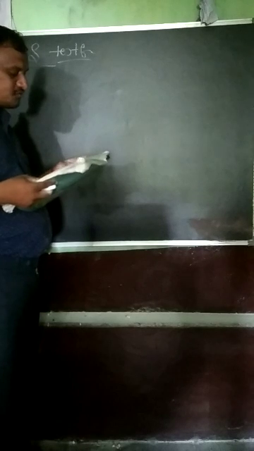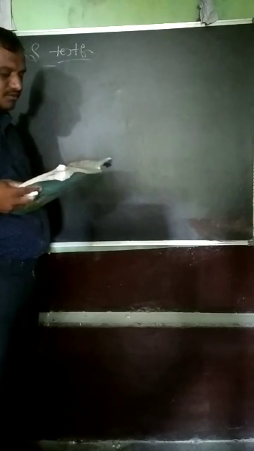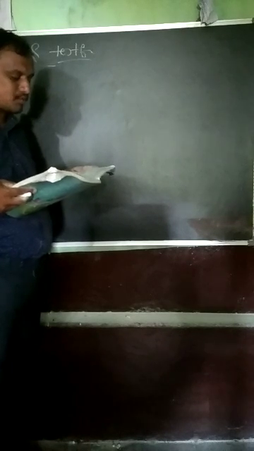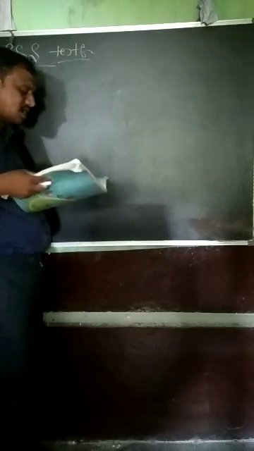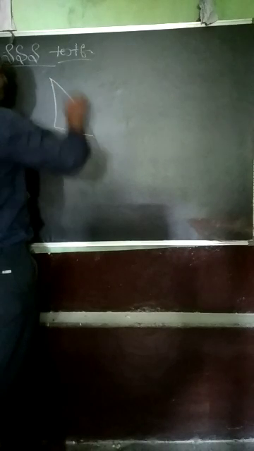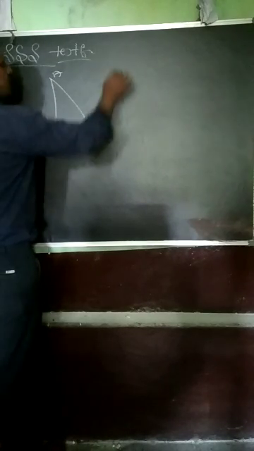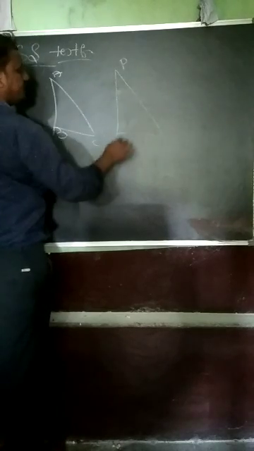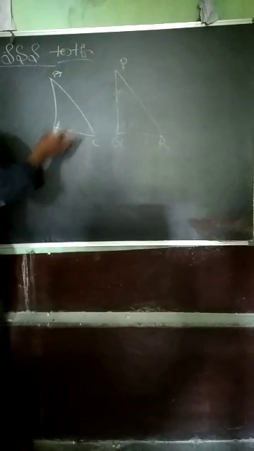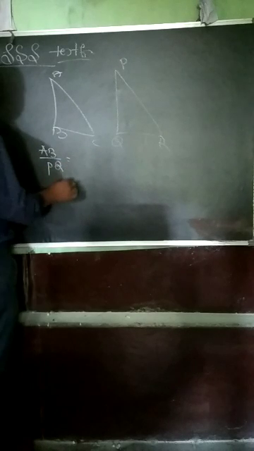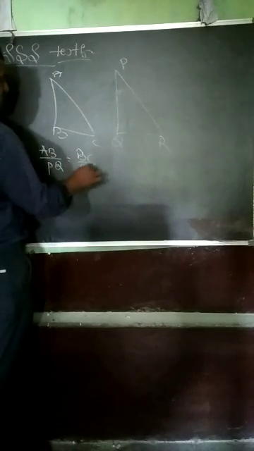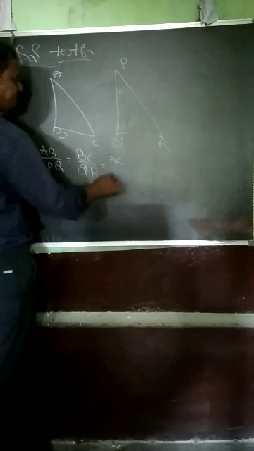See here, next is the SSS test, means side test. For the given correspondence of vertices of two triangles, when three sides of a triangle are in proportion to the corresponding three sides of another triangle, then the two triangles are similar. See here, triangle ABC and triangle PQR, AB divided by PQ is equal to BC divided by QR is equal to AC divided by PR.